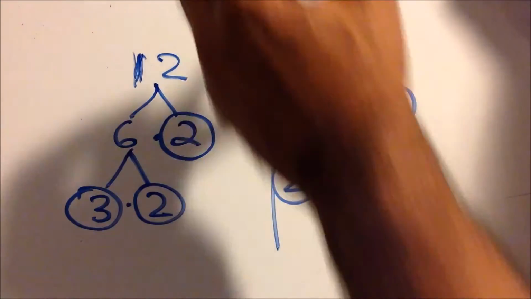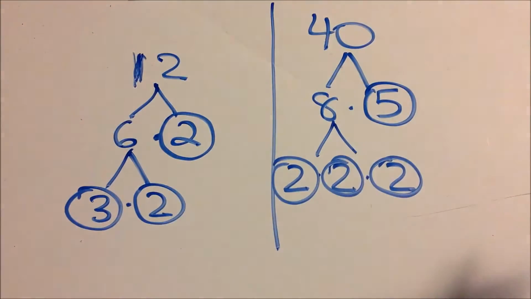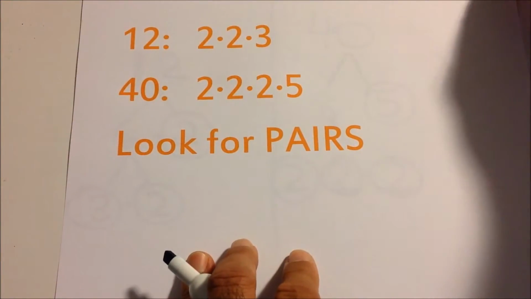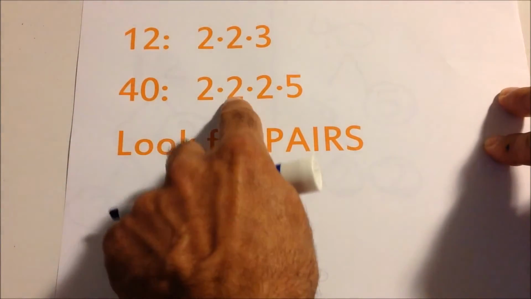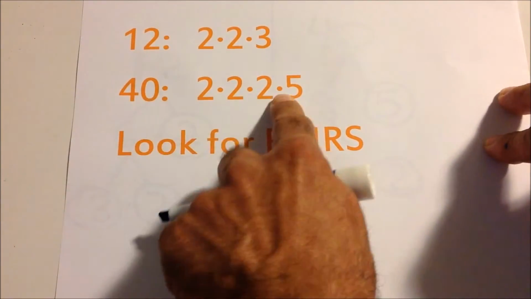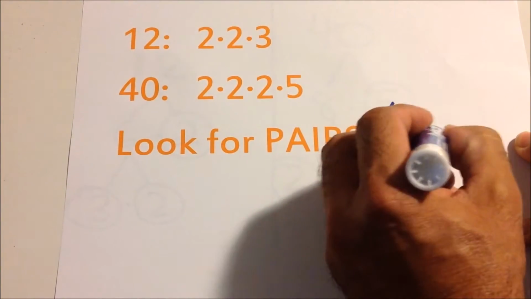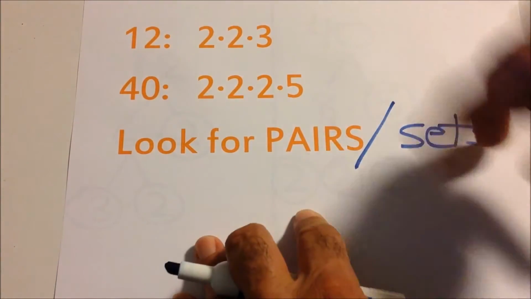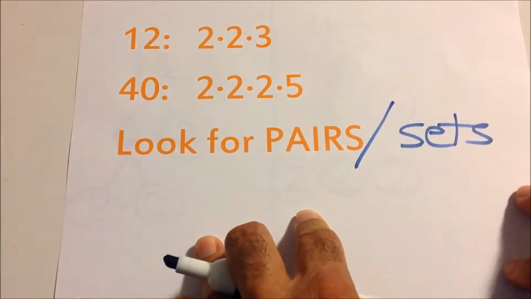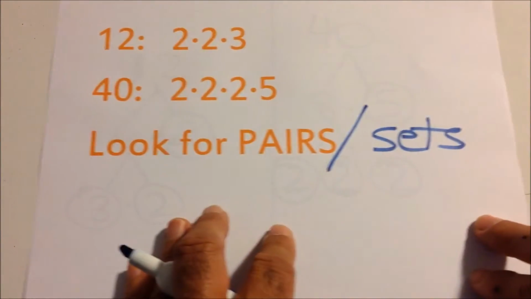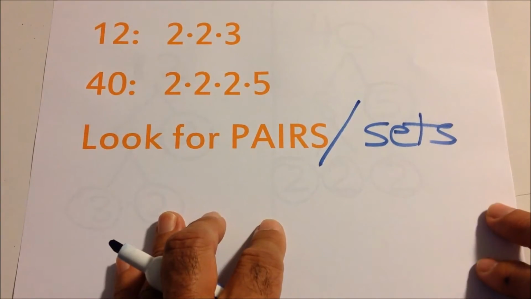So I'm going to write it over again. We have it over here. Okay, so here's 12. It's 2 times 2 times 3. And 40 is 2 times 2 times 2 times 5. Now, we want to look for pairs or sets. Now, if you're comparing 3 numbers, which we'll do shortly, then they're not pairs, right? A pair is 2 things, but we can also say sets. So we're looking for pairs or sets.